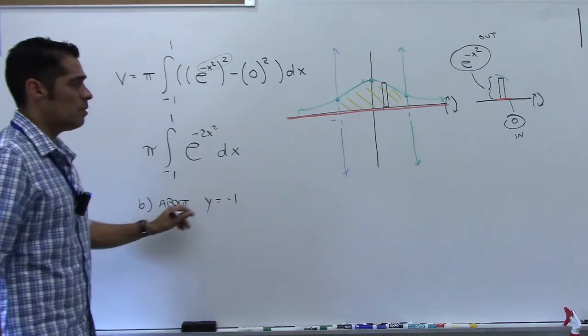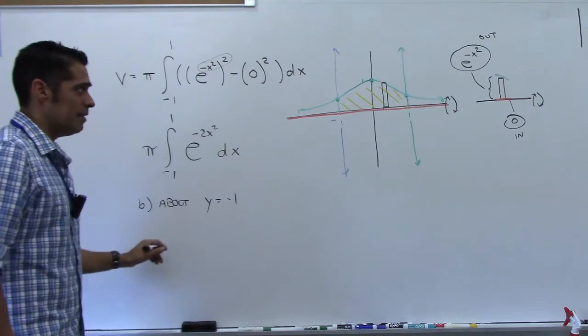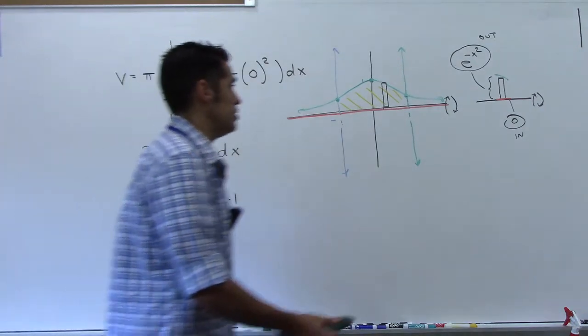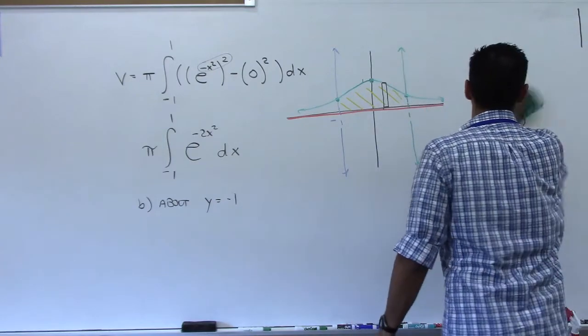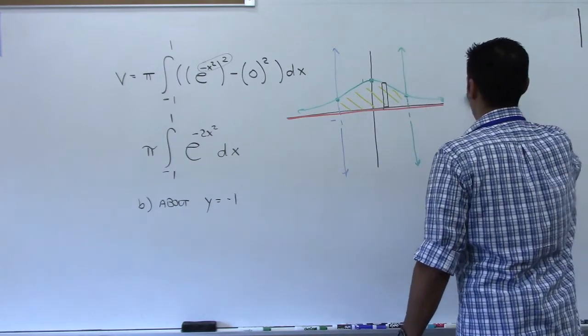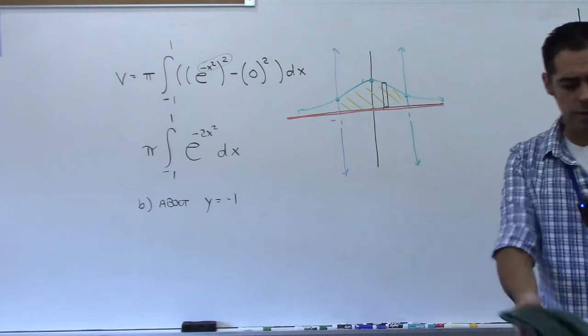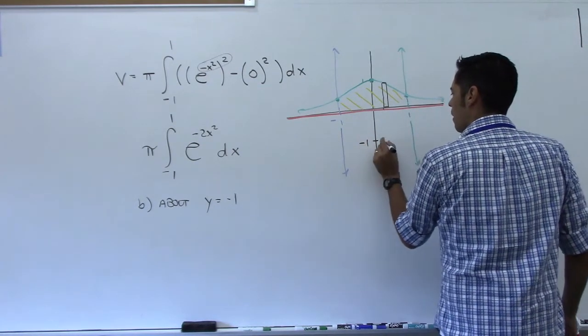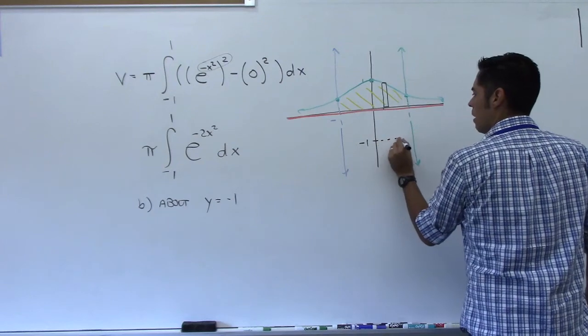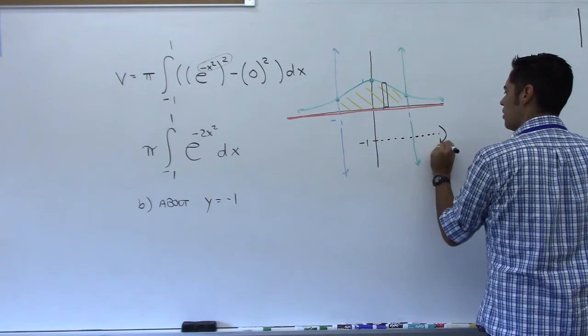Part B says we want to rotate around y equals negative 1. So let me show you how that's going to change it. The picture's still exactly the same, except now we're going around a different line. So we're going around y equals negative 1, which is a horizontal line like this. That's our axis of rotation.